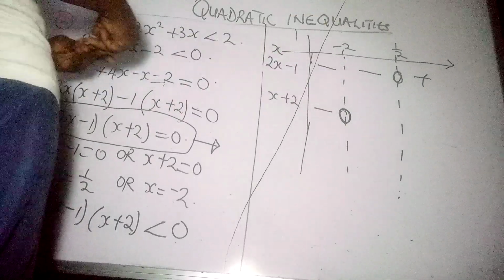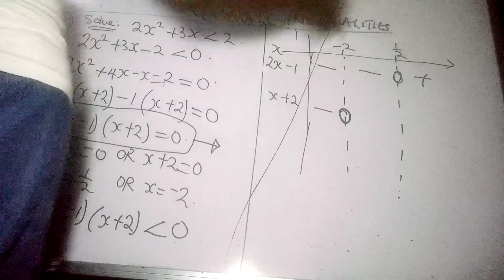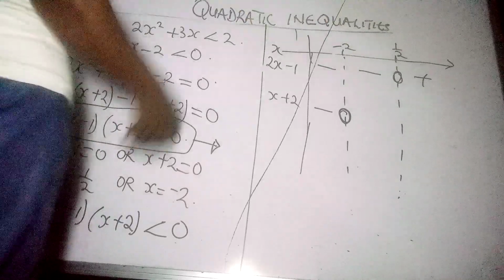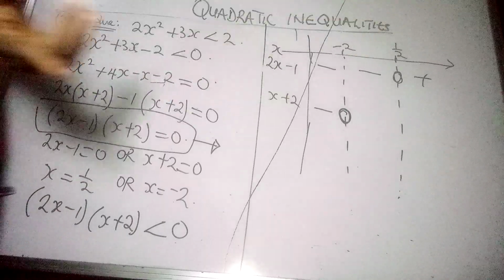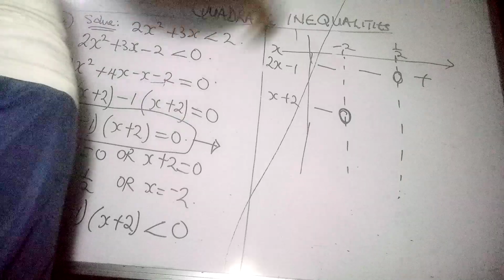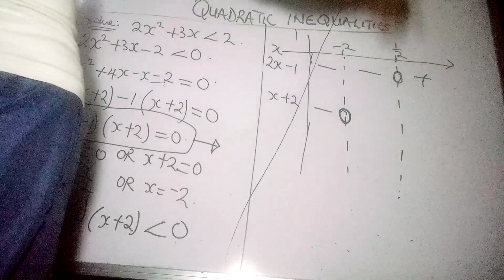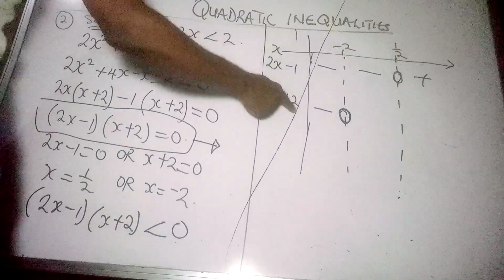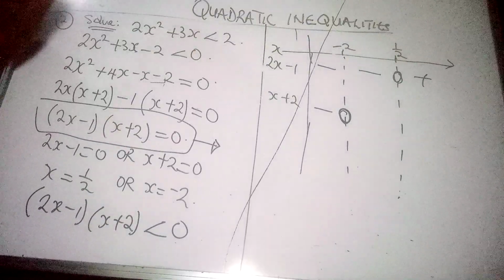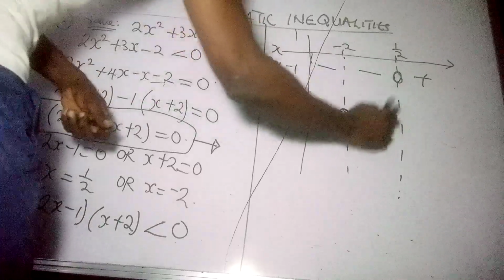Let's now go beyond minus 2. After minus 2, minus 1, 0, half, 1, 2. So let me use minus 1. Minus 1 plus 2, that will be positive, because that will be plus 1. Let me use 0. 0 plus 2, that will be plus 2. So that means, let me use this exact half. Half plus 2, that will be 2.5, which is still what? Positive. That means between here and here, we get positive value.